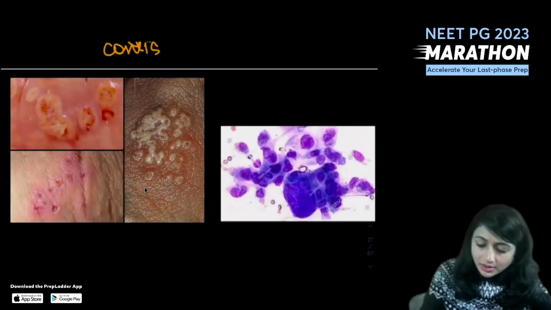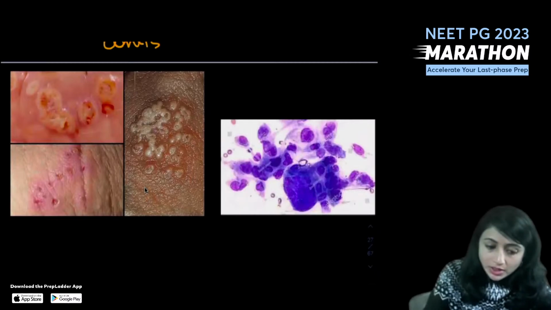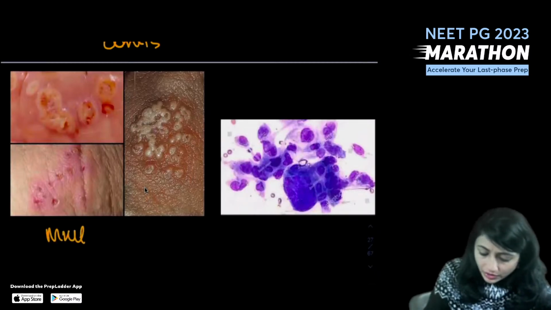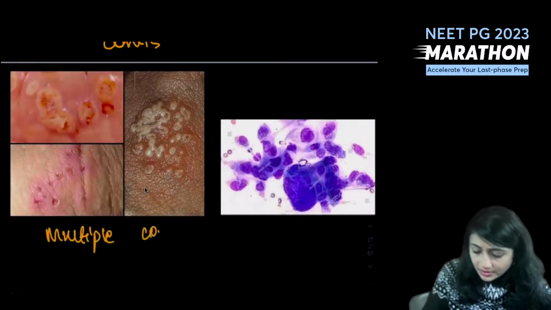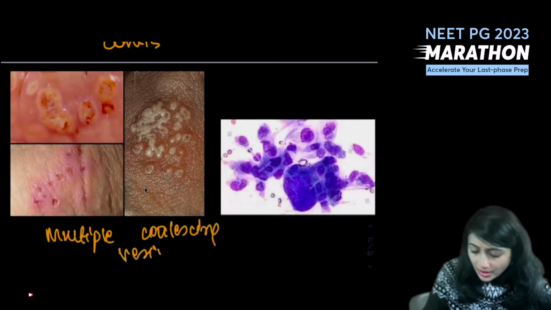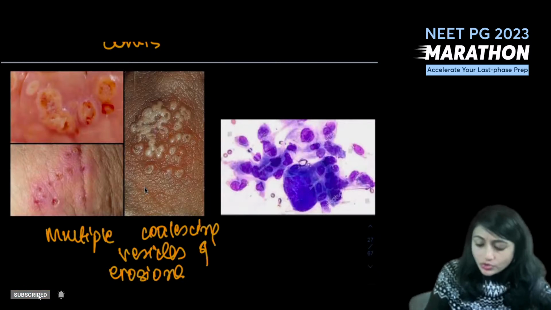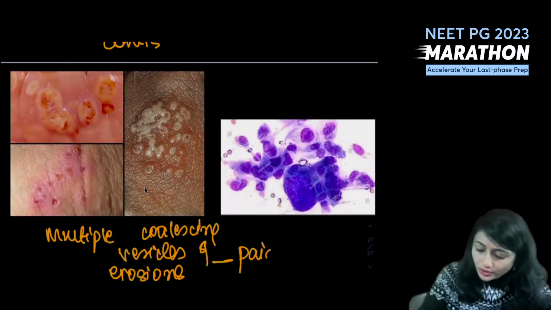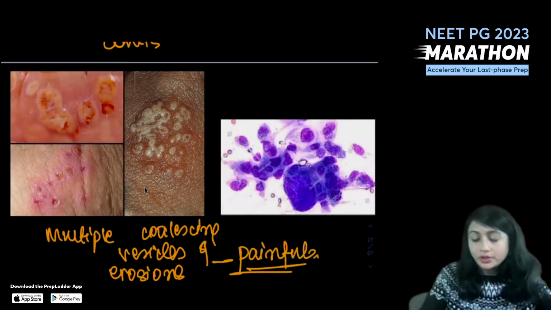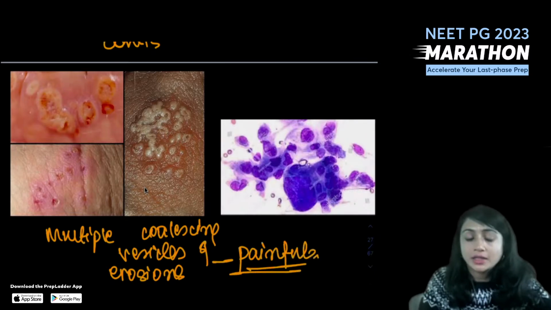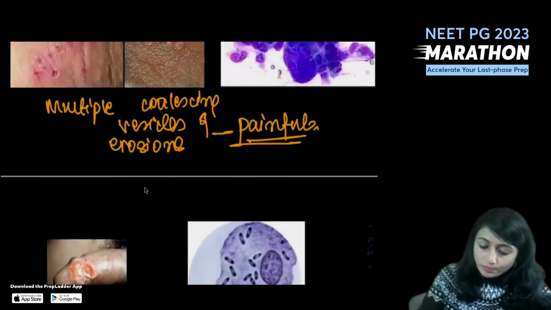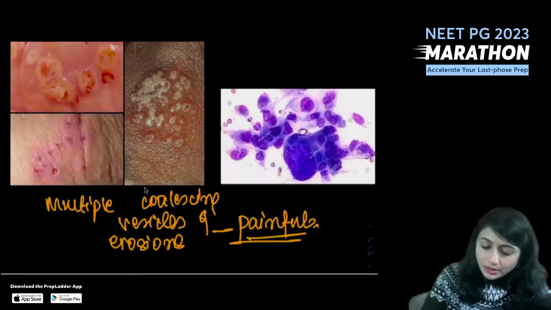What is this? Here you are seeing multiple coalescing vesicles and erosions. You do not usually see an ulcer here. You see multiple coalescing vesicles and erosions which are painful. They do not have sloughed undermined edges. So painful lesions which are multiple, coalescing.